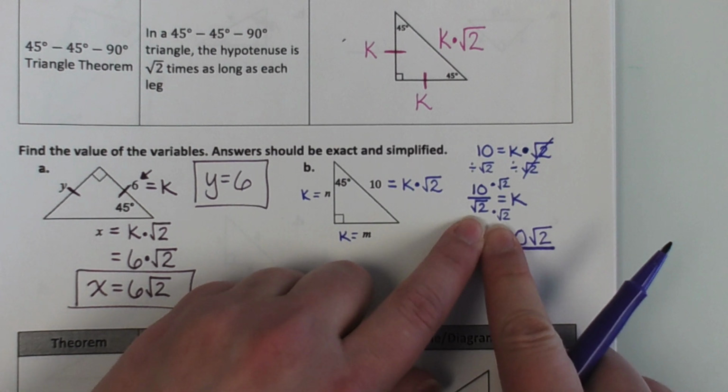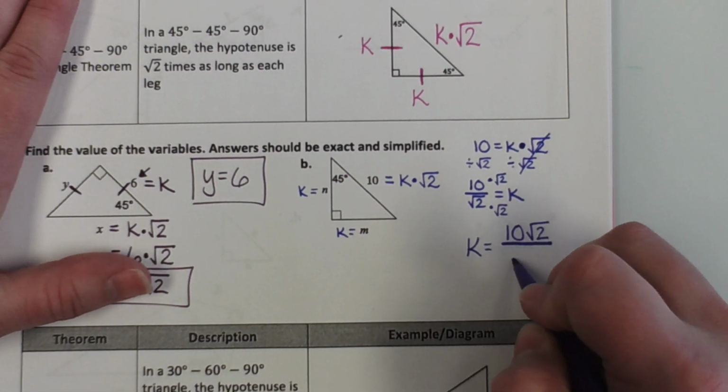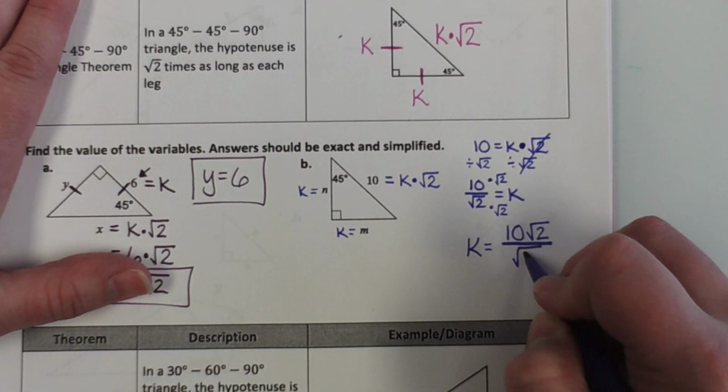Square root of 2 times square root of 2. Those are both in square roots, so they can multiply. And 2 times 2 is 4. So it becomes a square root, because they're both in square roots, of 4.